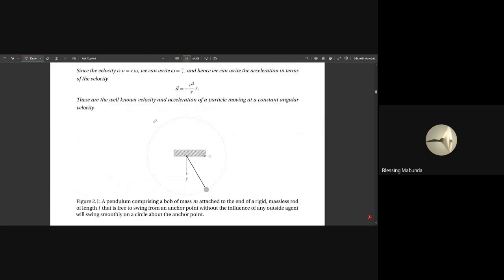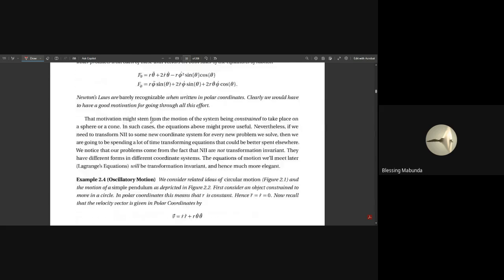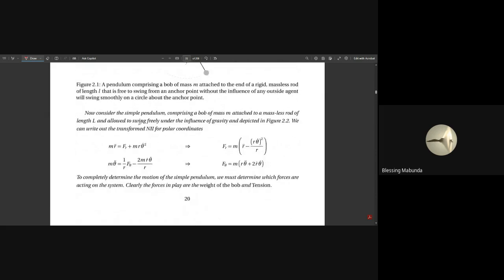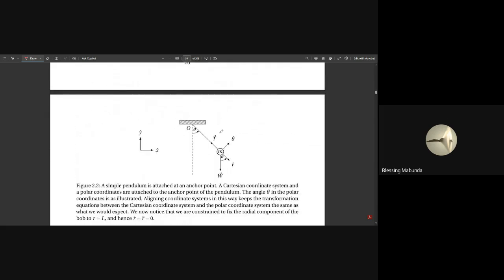Right, so we're now going to consider oscillatory motion. So this is motion that oscillates. Now we'll consider related ideas of circular motion. This is given here in figure 2.1. And the motion of a simple pendulum, which is given here.